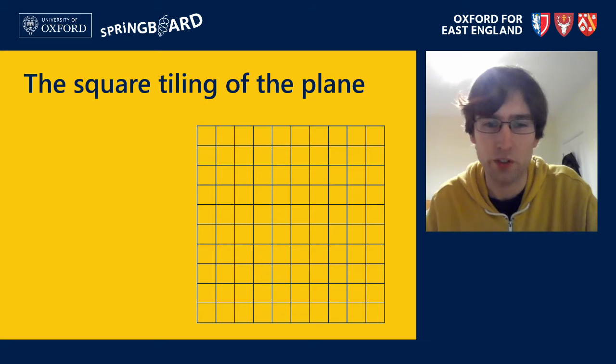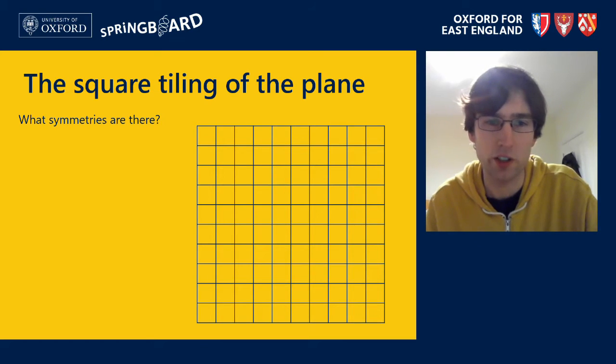You need to imagine that this square tiling extends out infinitely in all directions to cover the entire plane. I've just drawn a finite section of it here. Okay, so what symmetries are there of this tiling?